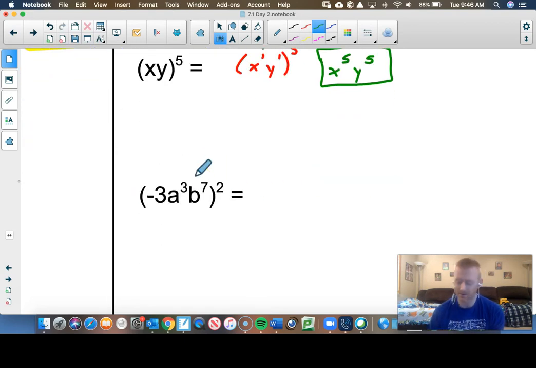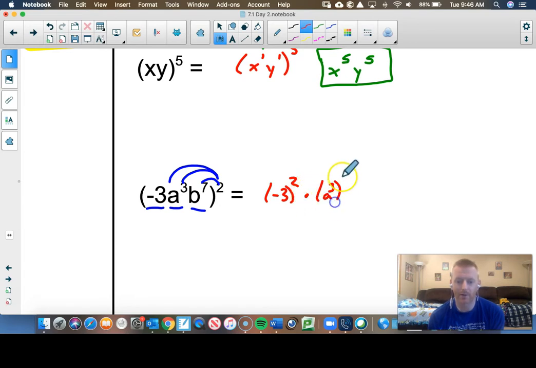As we roll through the next one, it's the same exact process. This 2 goes to all 3 chunks: we have the -3, we have the a to the 3rd, and we have the b to the 7th. So it's going to look like this. We have -3 to the 2nd power, multiplied by a to the 3rd to the 2nd power, times b to the 7th to the 2nd power.